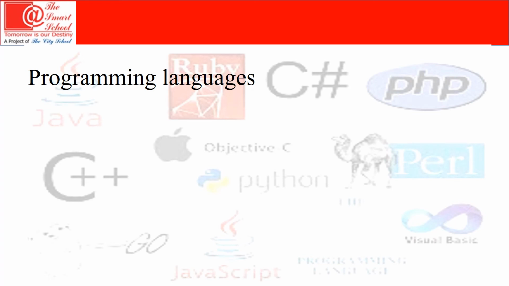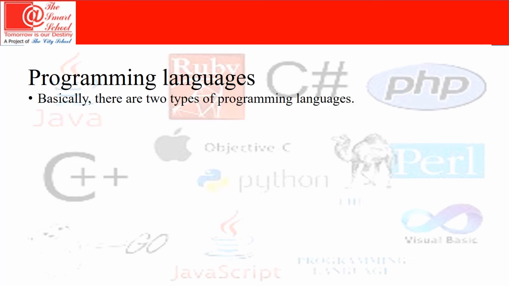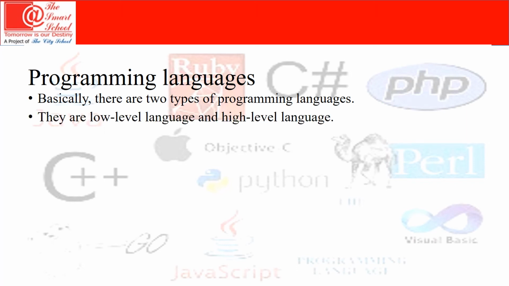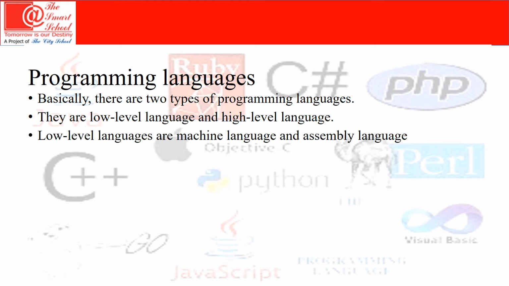Programming languages. Students, you know that a computer program is written in a special type of system software which is called a programming language. There are many types of programming languages. We shall discuss these languages in detail. There are two types of programming languages. They are low-level languages and high-level languages.